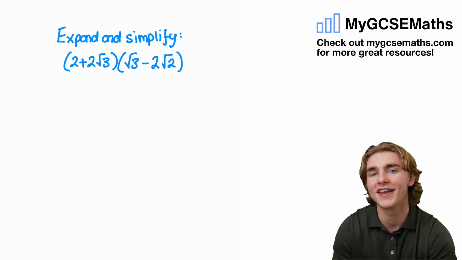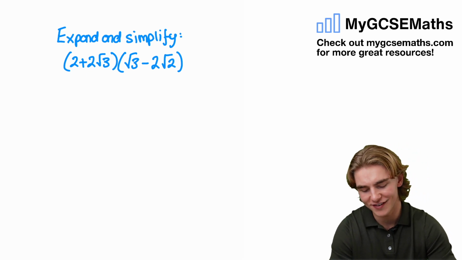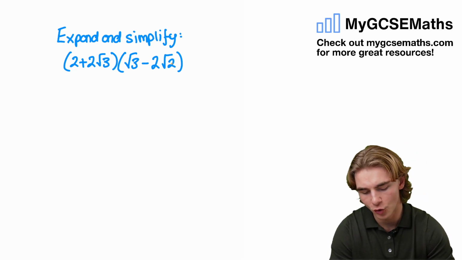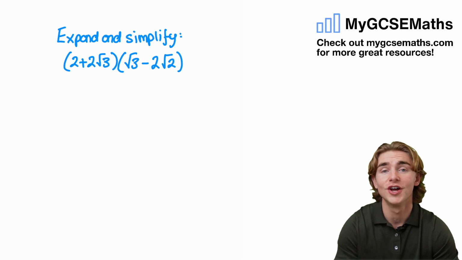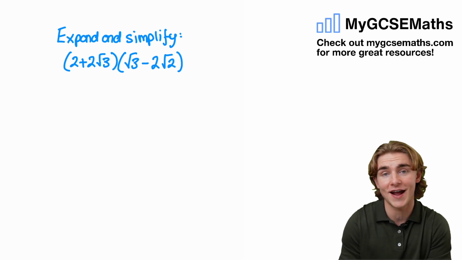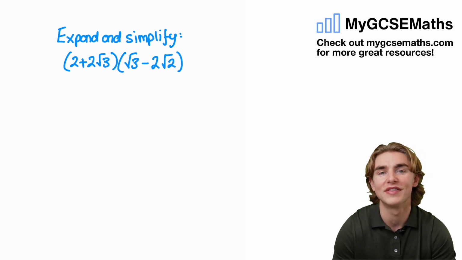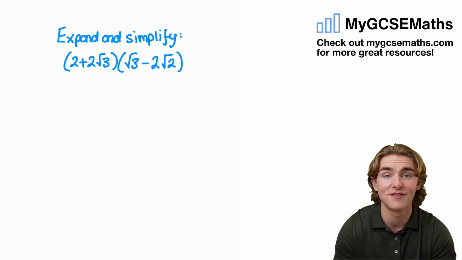When it comes to expanding and simplifying double brackets like these, we're normally going to be dealing with quadratics. We're normally going to have an x at the start of the first bracket, an x at the start of the second bracket, two numbers, and then we're going to have to use the FOIL method to expand those double brackets. Now, when we expand double brackets with surds, we're actually going to be using a very similar method.